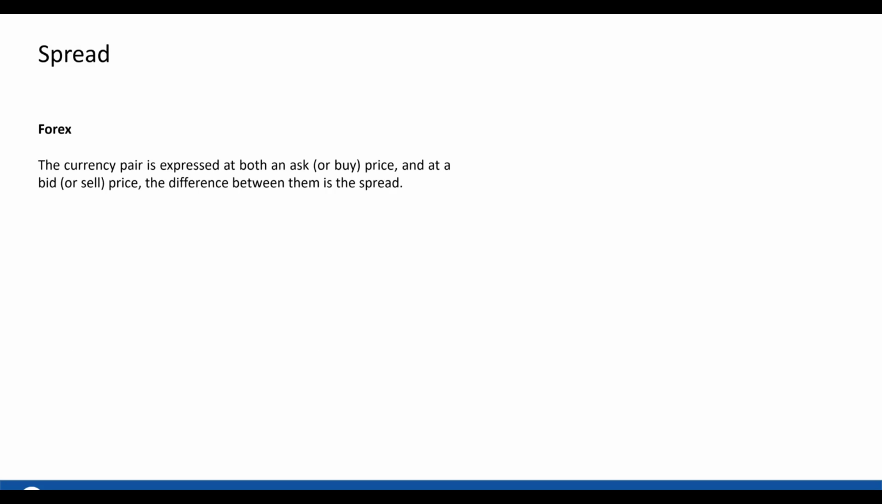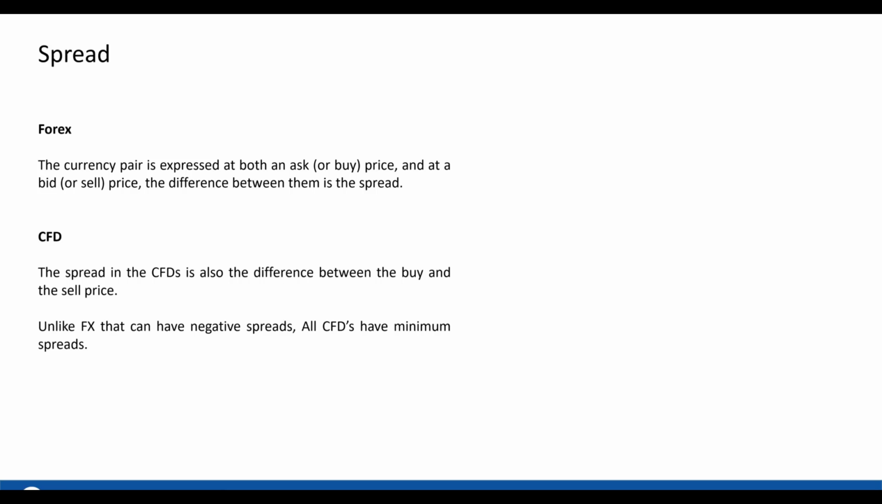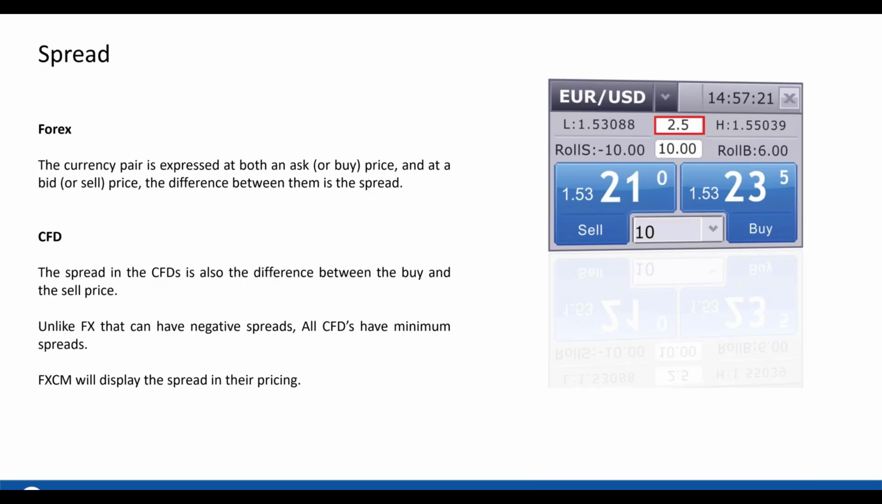The spread. In Forex, the currency pair is expressed at both an ask or buy price and at a bid or sell price, and the difference between the two is called the spread. With CFDs, the spread is also the difference between the buy and the sell price. However, unlike foreign exchange that can have negative spreads, all CFDs have minimum spreads. Now, FXCM will display the spread in their pricing. So if you take a look here, we have the euro US dollar and the spread is 2.5 pips.